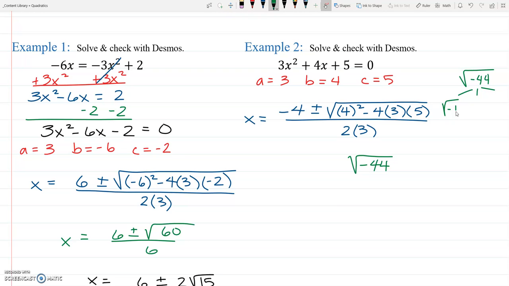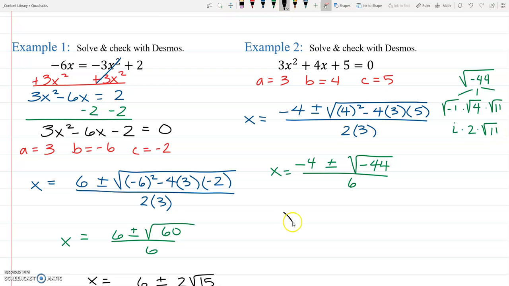Let me come back here. Let's do negative 4 plus or minus, and then we got over 6. Negative 44, not a perfect square, so we want to check to see if we can simplify. I already started simplifying up here. I broke off the negative 1. So I'm going to do square root of 4 times square root of 11. That way, my square root of negative 1 turns into i. The square root of 4 turns into whole number 2. That stays square root of 11.